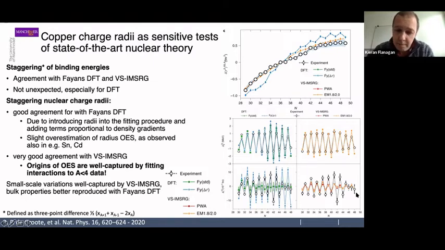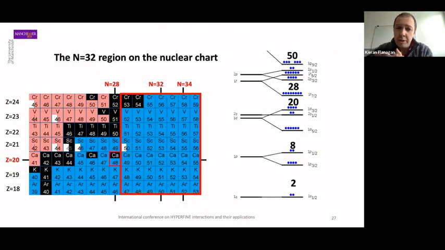But again, this just comes back to the question of what is actually happening. I can't answer that. And what is it that we learn from this staggering parameter, and what does that tell us about what's happening in the nucleus as we approach the shell closure? That really comes on to the next region of the nuclear chart, which is the N=32 region. In this region, we have the new magic numbers at calcium 52 and calcium 54.